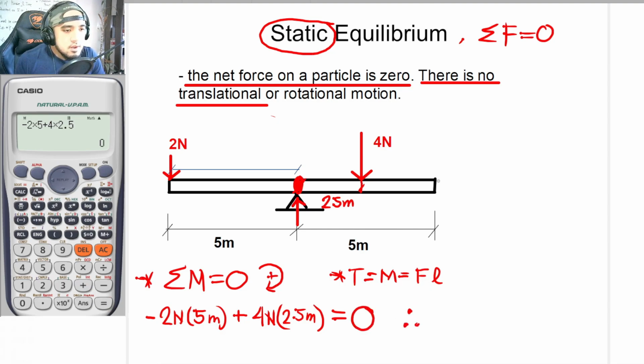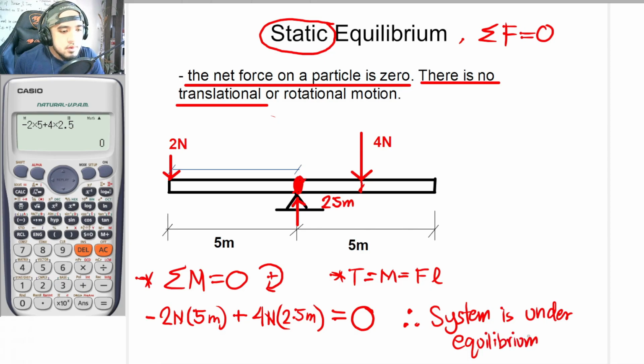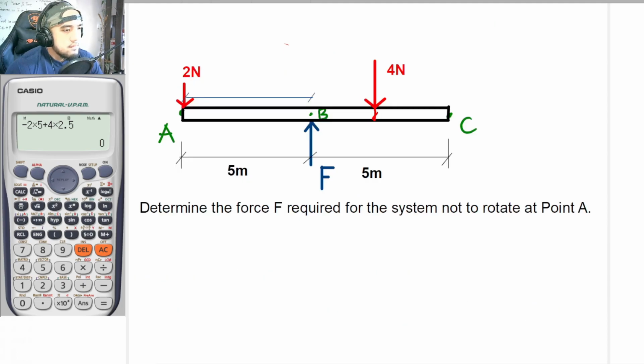Thus, this system is under equilibrium. So if your answer is not 0, it means that the system is not under equilibrium. So it would be as simple as that. Okay, so let us have another example.